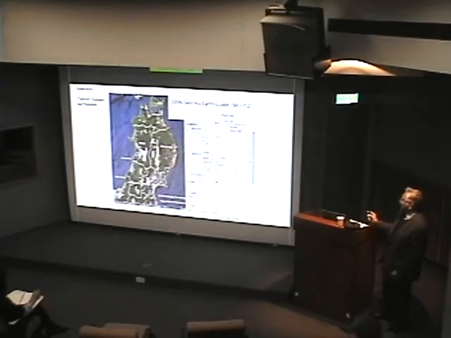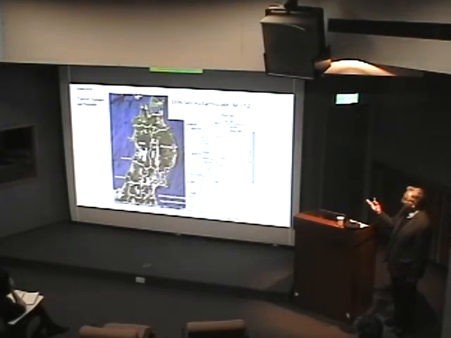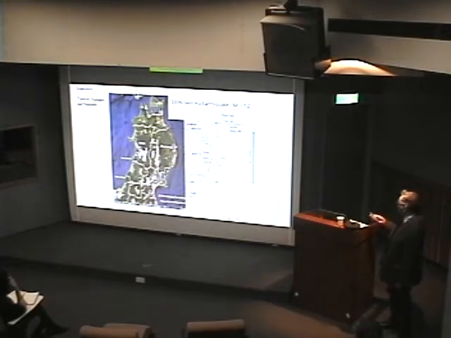The best example is this. Unfortunately, this is just before instrumental seismology. There were some seismograms that were quantitated, but very difficult to understand. However, the reports are very clear that this had a very strange behavior. Run-up was very high, up to 30 meters over a 200-kilometer section along the Tohoku coast here. This is very similar to 2011, actually.